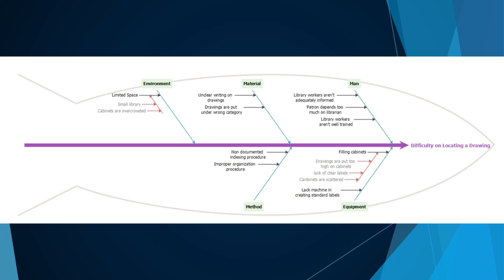equipment and method. These are all the main causes, and the sub causes are, for example, under environment: limited space, small library, cabinets are overcrowded; under material: unclear writing on drawings, put under wrong category, etc. So these are all the causes, and on the right side, at the end of the arrow, it's a result. The cause and effect diagram looks exactly like a fish bone. That's why it is also called the fishbone diagram.